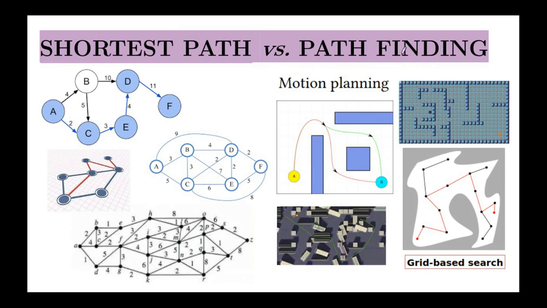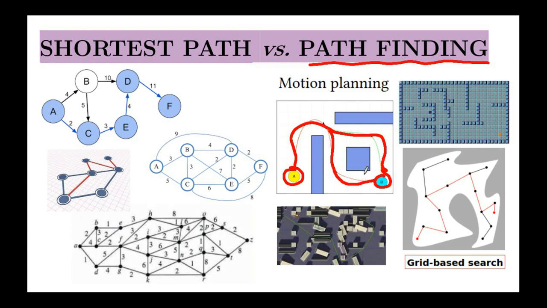First of all, we must make the difference between shortest path problems and path-finding problems. As you can see here on the right, the path-finding problems are quite more complex than the shortest path problem because you have a lot of degrees of freedom to find the route from an origin to a target.